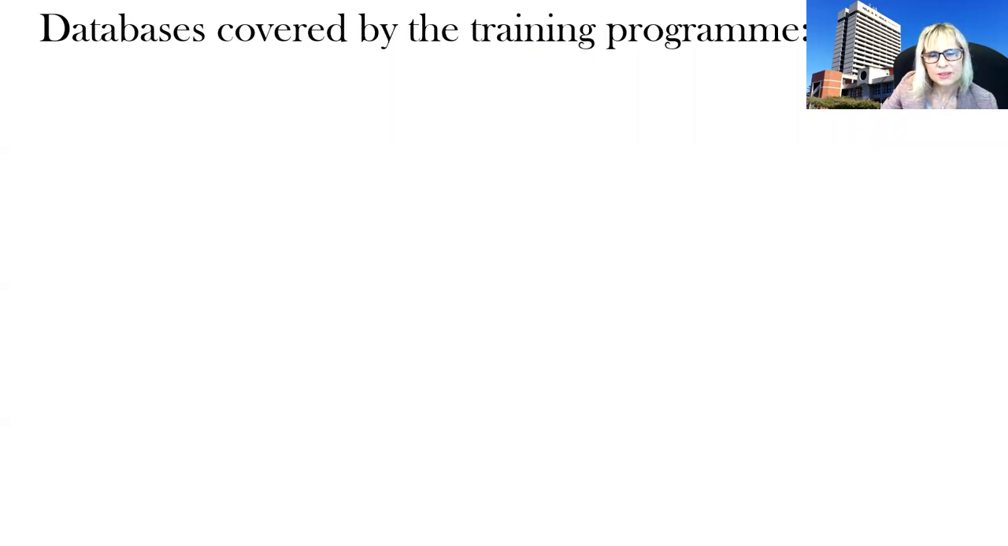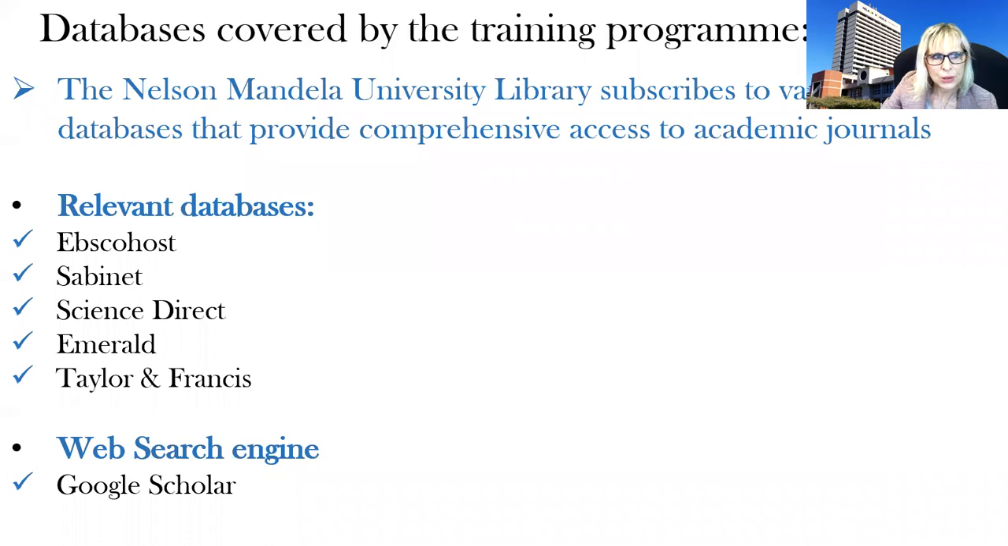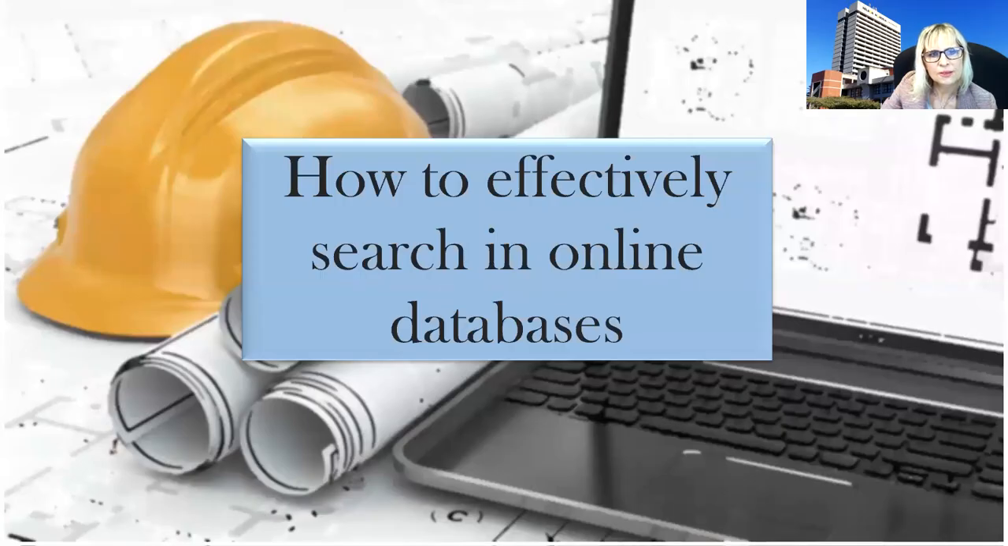The databases covered by the training program include EBSCOhost, Sabinet, ScienceDirect, Emerald, Taylor and Francis, and also the web search engine Google Scholar. So the Nelson Mandela University Library subscribes to these databases, and they provide comprehensive access to academic journals. How would I effectively search in online databases?